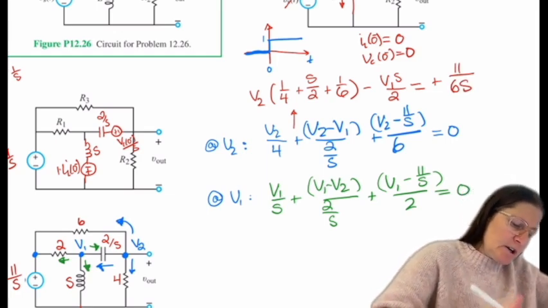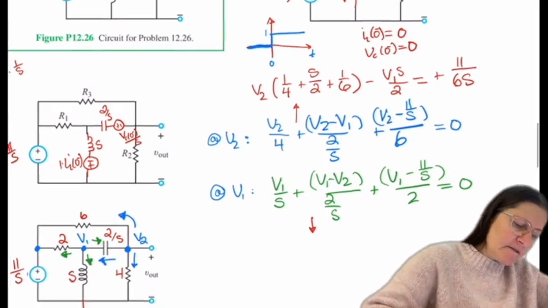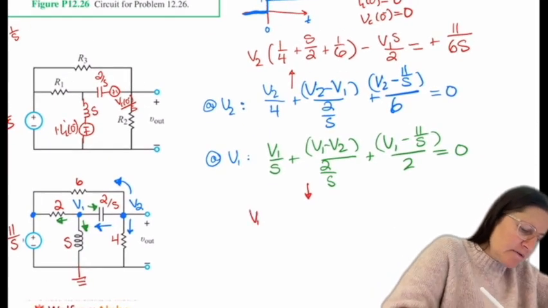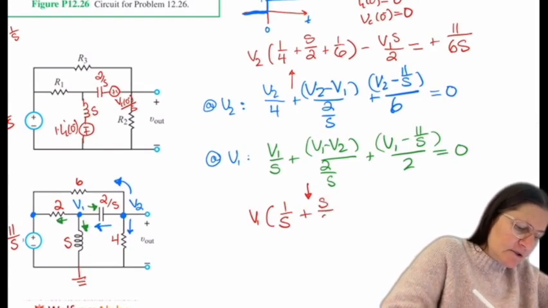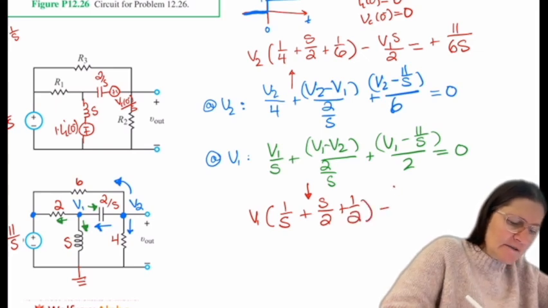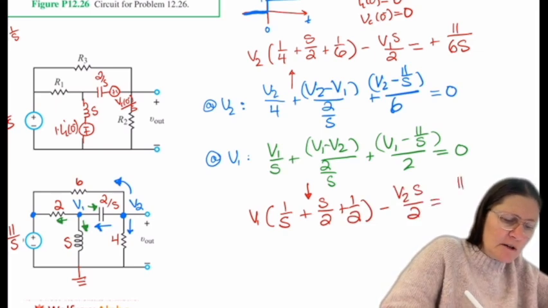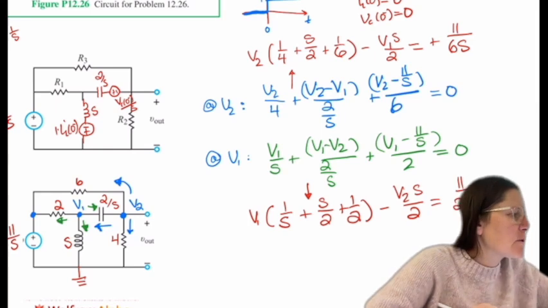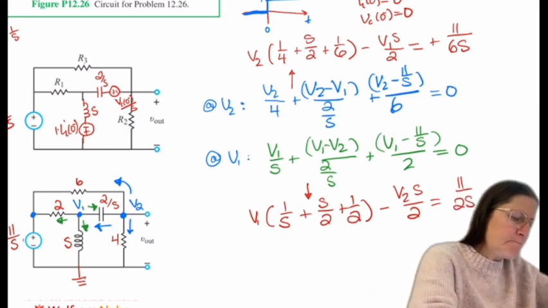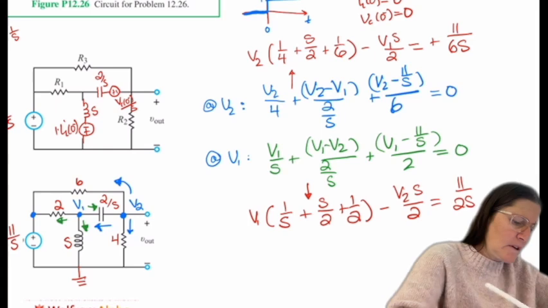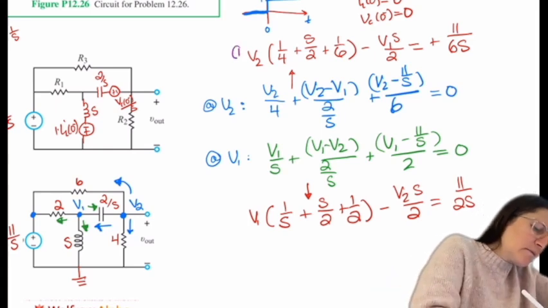And then this one, I have more V1s, so I'm going to combine all the V1s together, so 1 over S plus S over 2 plus 1/2 minus V2 S over 2, and that will be equal to the 11 over 2S. I'll call this 1 and this 2.